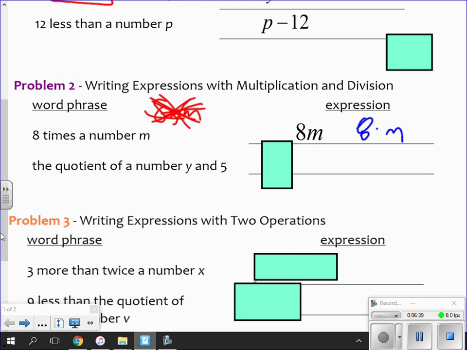Division. Quotient means division. Does it matter the order that I divide? Yeah, 2 divided by 3 is 2/3. 3 divided by 2 is 1.5. Okay, so would you rather have 2 pizzas shared by 3 people or 3 pizzas shared by 2 people?